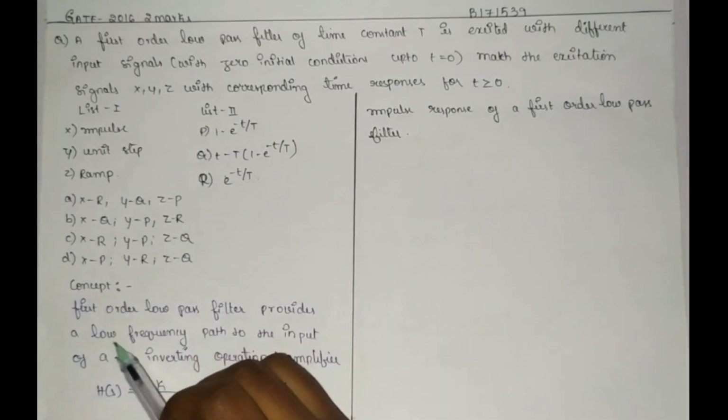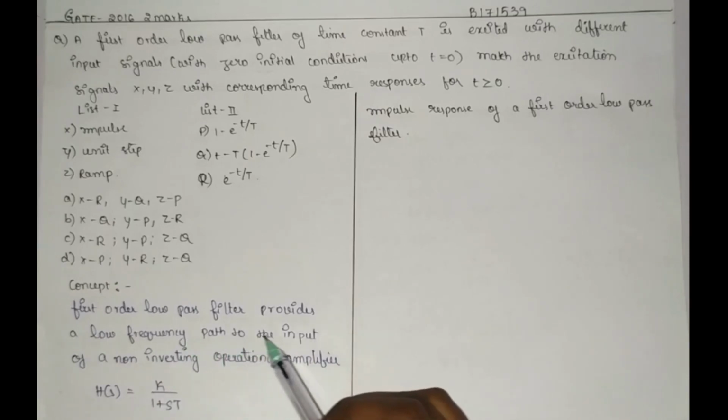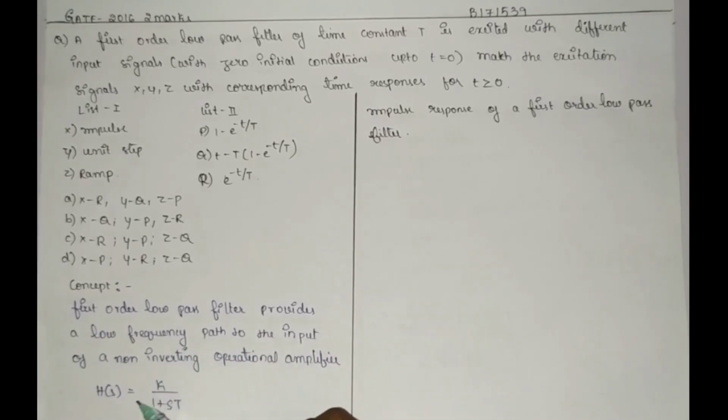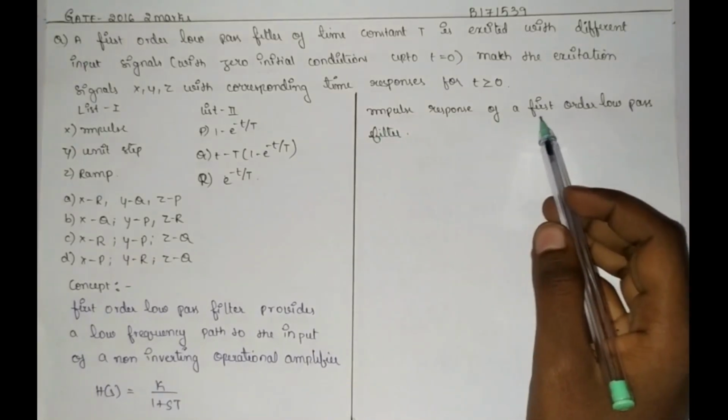What is a first order low pass filter? A first order low pass filter provides a low frequency path to the input of a non-inverting operational amplifier. The transfer function of the first order low pass filter is k by 1 plus st. Now let's find the impulse response of a first order low pass filter.